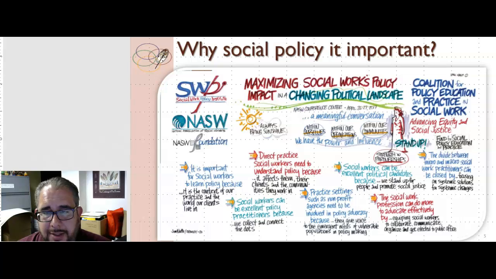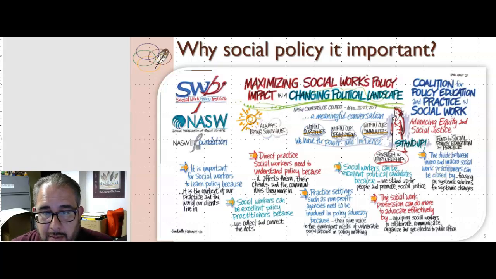I really like this infographic, what they call them. And this was developed at a conference on the political landscape. So this was a response to the 2016 elections. It was a meeting that was hosted by the National Association of Social Workers, and this, to me, depicts social work's role in this political landscape.